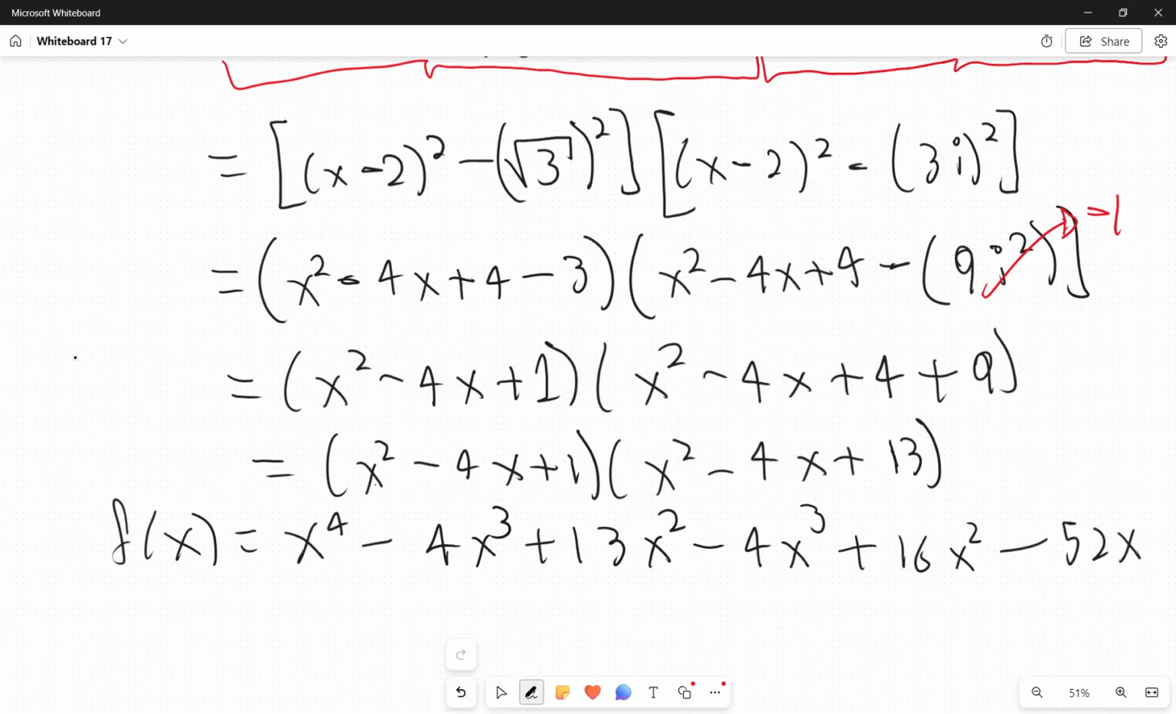And finally, distribute the 1. That should be easy. 1 times whatever is itself. So that's x squared minus 4x plus 13. And finally, we're going to combine like terms to write the final answer.